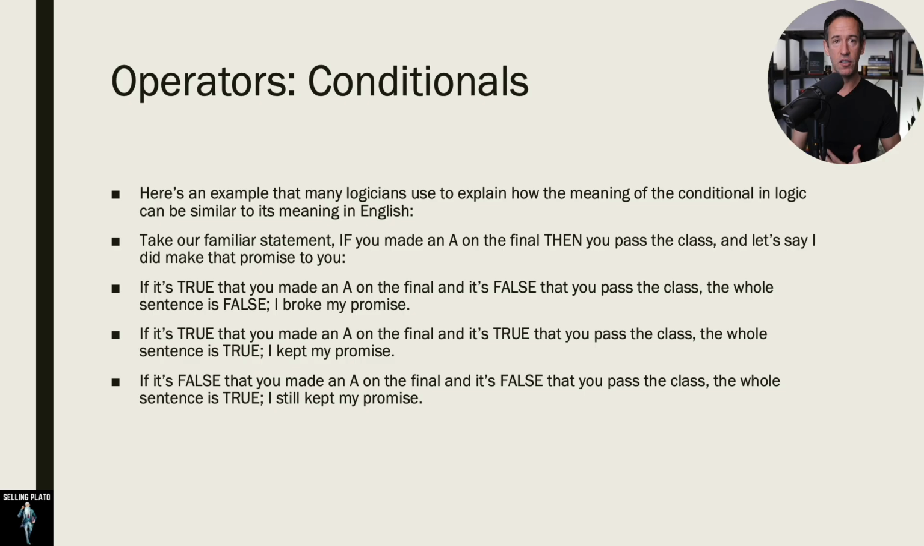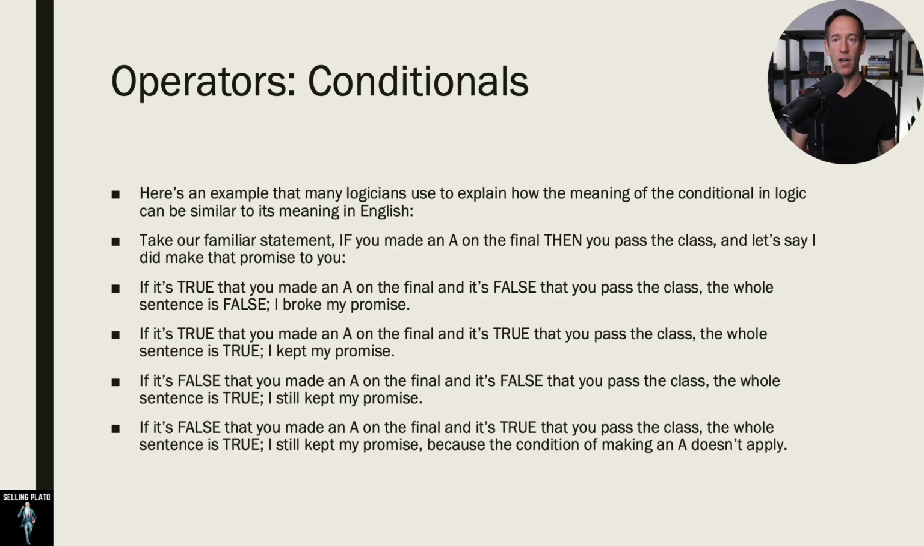The whole sentence is still true. I still kept my promise. It's just false that you made an A on the final, right? And then the last, if it's false that you made an A on the final and it's true that you passed the class, the whole sentence is still true. I still kept my promise because the condition of making an A in this case doesn't apply.